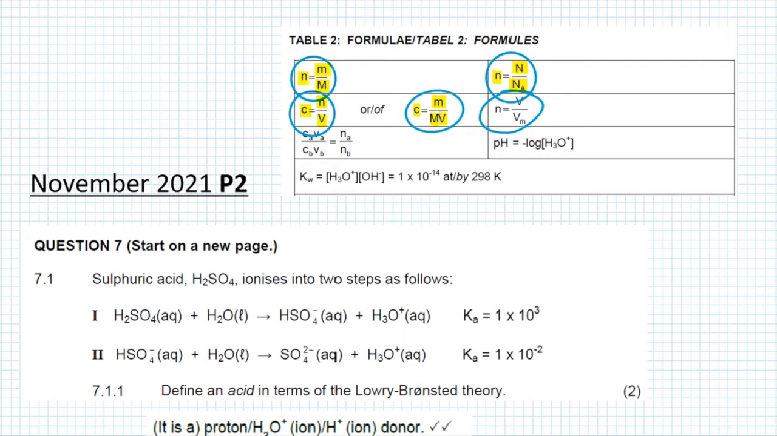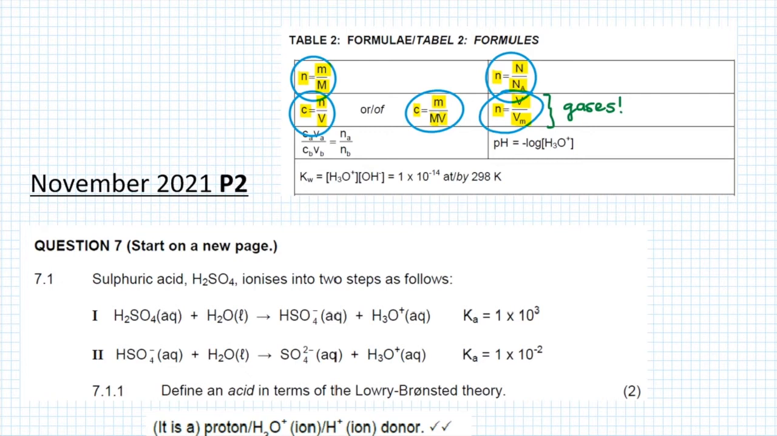Then we have the formula on the right hand side, which is number of moles is equal to volume divided by the molar gas volume. What is very important about this formula is that we only use it for gases. And I sometimes find that learners try to use this formula for aqueous solutions. Please be very careful. These volumes refer to the volumes of gases.